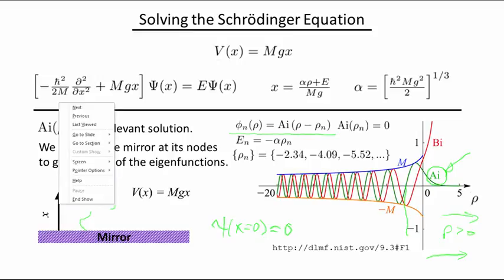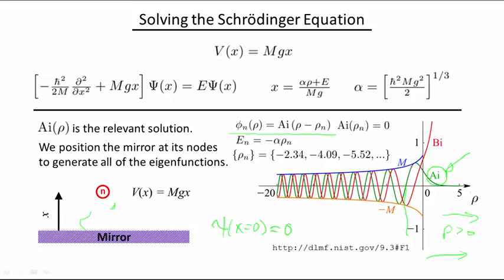Then the next lowest solution, the first excited state, has one node in the wave function, and so on. So basically, this curve Ai shows you a universal set of profiles of the excited states of the bouncing ball, and they're just obtained by displacing the surface of the mirror to each successive node in the solution Ai.